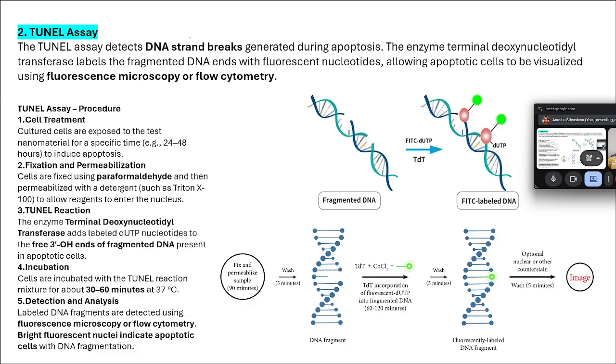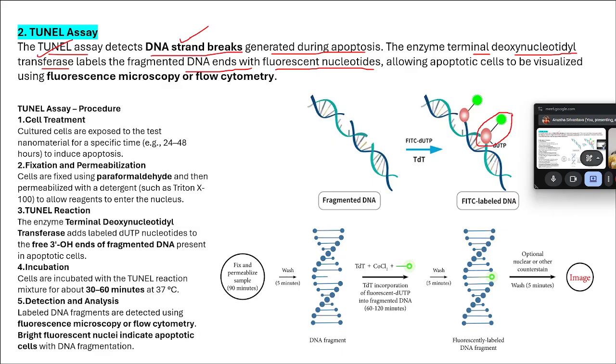Now, after the annexin V assay, the second one is the TUNEL assay. What happens in this? It detects the DNA strand breaks generated during apoptosis. The enzyme terminal deoxynucleotidyl transferase labels the fragmented DNA ends with fluorescent nucleotides.